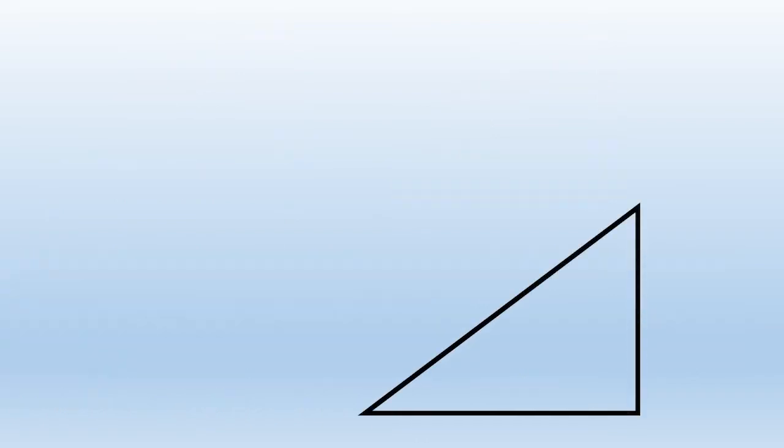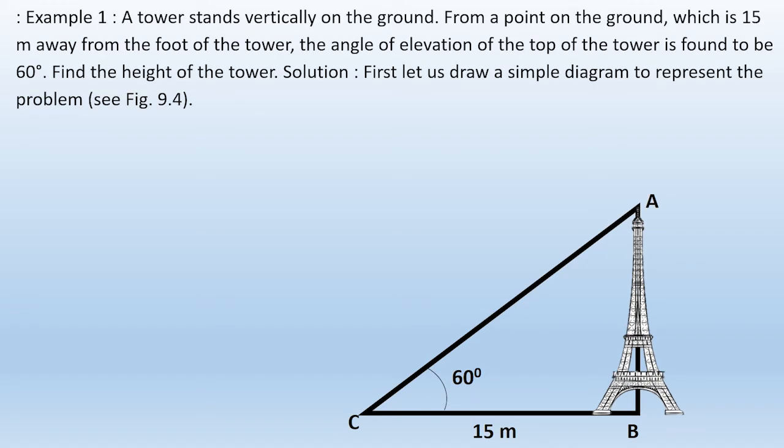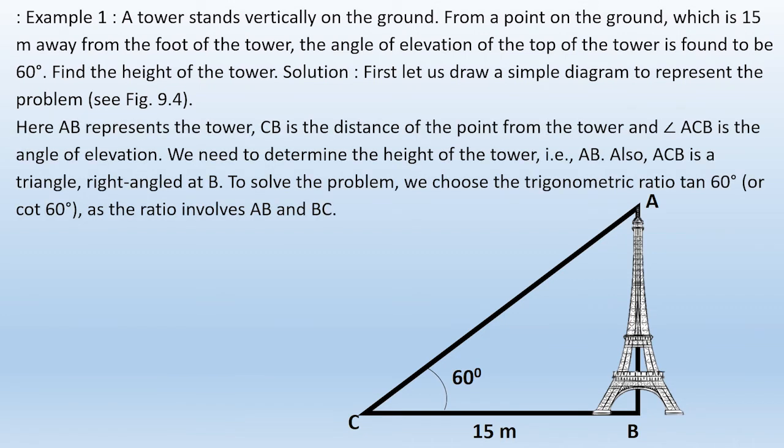So, to understand things better, we are going to look into some examples. Let's look into this first example. You can see this tower which stands vertically on the ground. From the bottom of the tower, we are going to a point which is 15 meters away. We are provided with the information that the elevation angle of the tower top is 60 degrees. We have to find out the height of this tower using the provided data. To simplify the situation, let us draw a simple diagram which represents our problem. In the diagram, the tower is represented by AB. The distance from the bottom of the tower to the point is presented as CB.